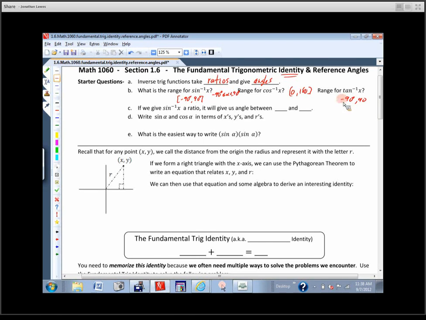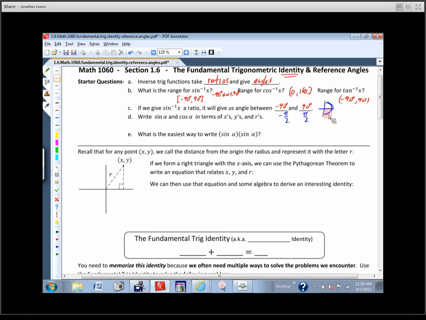That actually has round brackets on there. We won't make a big deal of that right now, but we will later on. So if we give sine inverse a ratio, it will give us an angle between negative 90 and 90. If you wanted to answer in radians, this would be negative pi halves and pi halves. Or we could think of it in terms of quadrants. It's in this quadrant right here or this quadrant right here, in quadrant 1 or 4.